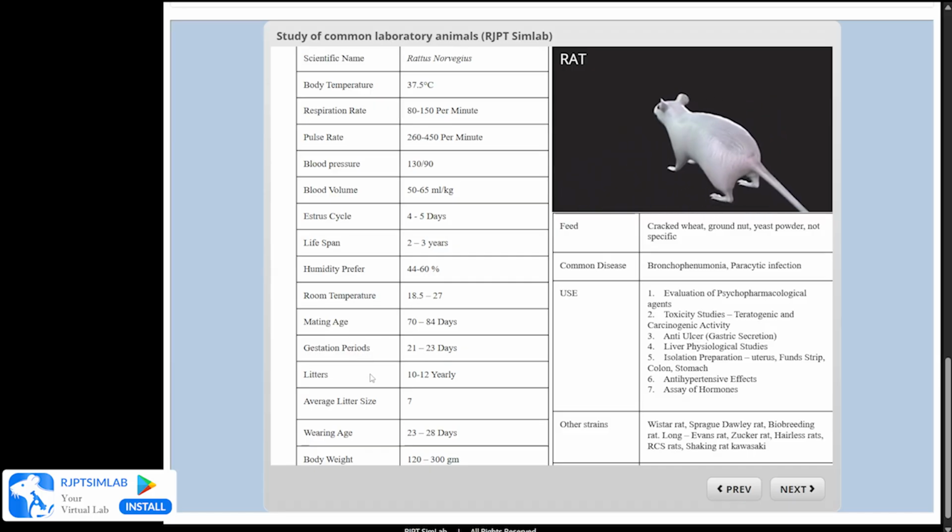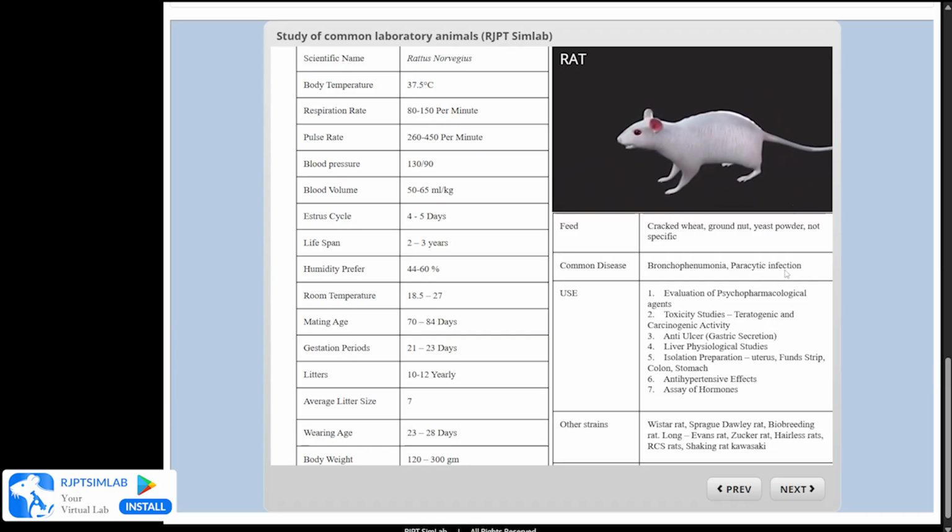The litters, the offspring that a rat can produce, is 10 to 12 yearly. The average size of the litters is 7. The weaning age is 23 to 28 days, and the body weight of an average rat is 120 to 300 grams. The feed that a rat eats is cracked wheat, groundnut, yeast powder, and some things are not specific. The common diseases that a rat can acquire are bronchopneumonia and parasitic infection.